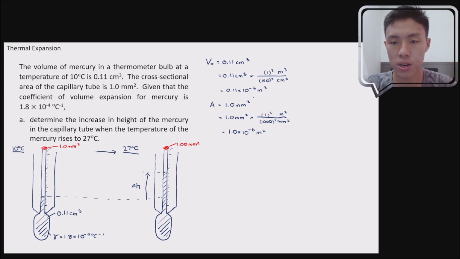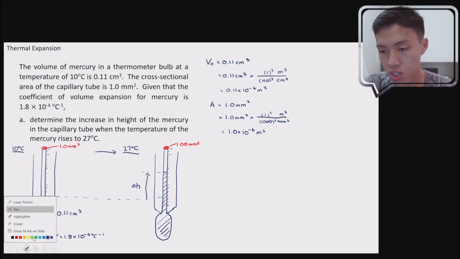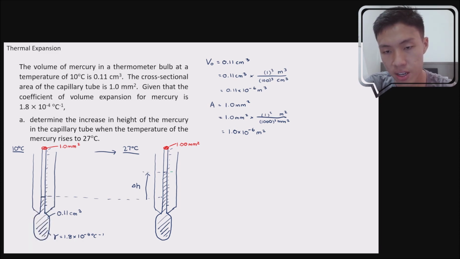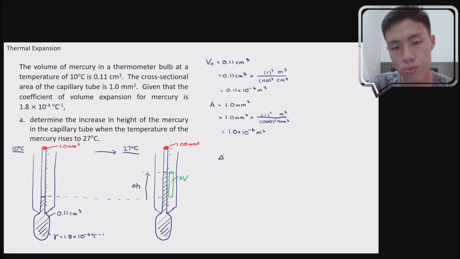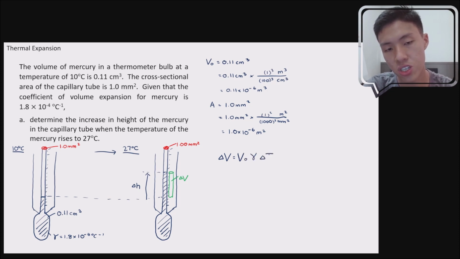Now you can perform a calculation, but before that, let's try to understand everything clearly. What you want to find here is the change in height of the mercury in the capillary tube. This change in height happens due to the change in volume of the mercury, because the mercury expands. We learned from the concept video that the change in volume is equivalent to the original volume V0 multiplied by gamma multiplied by the change in temperature.